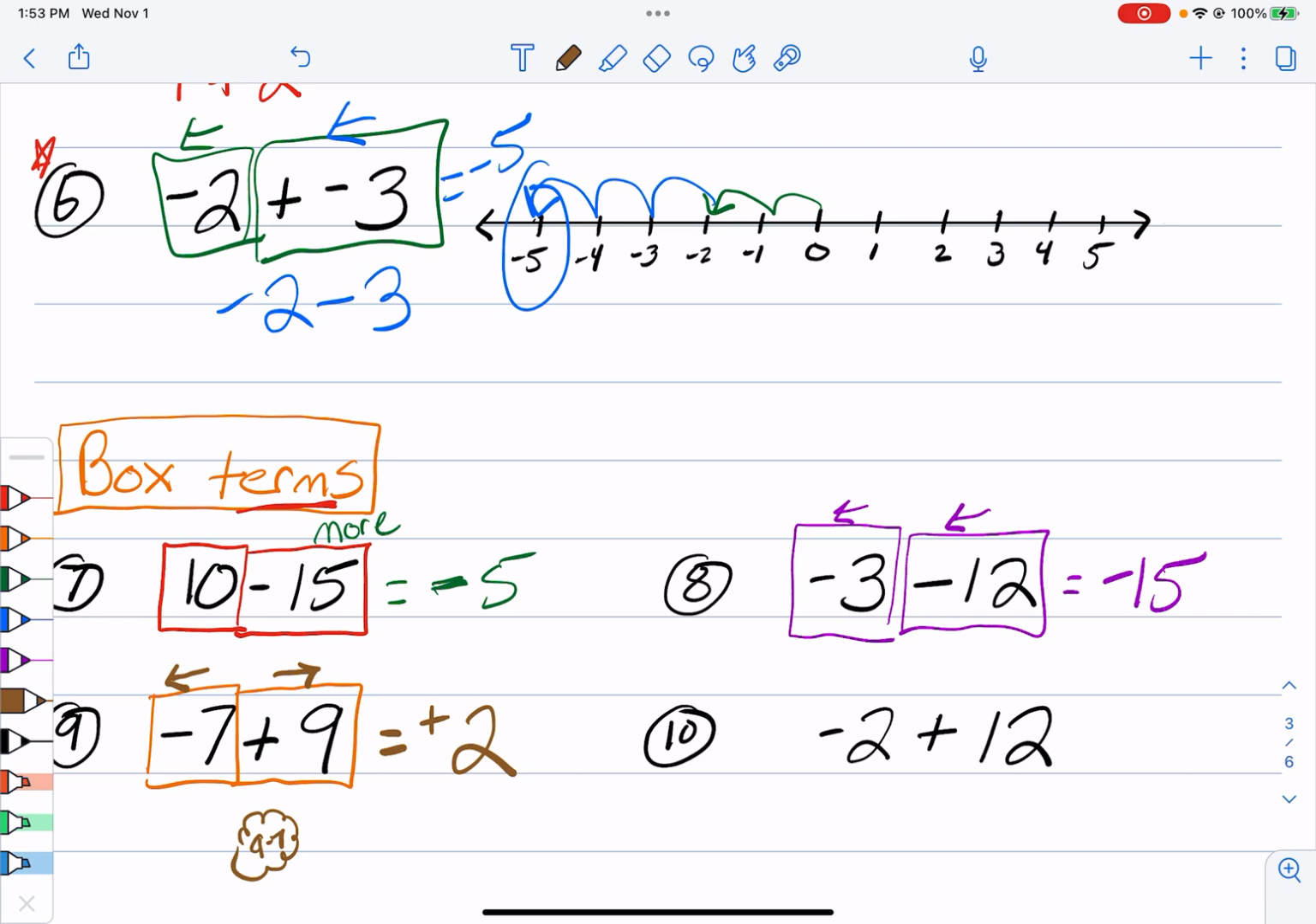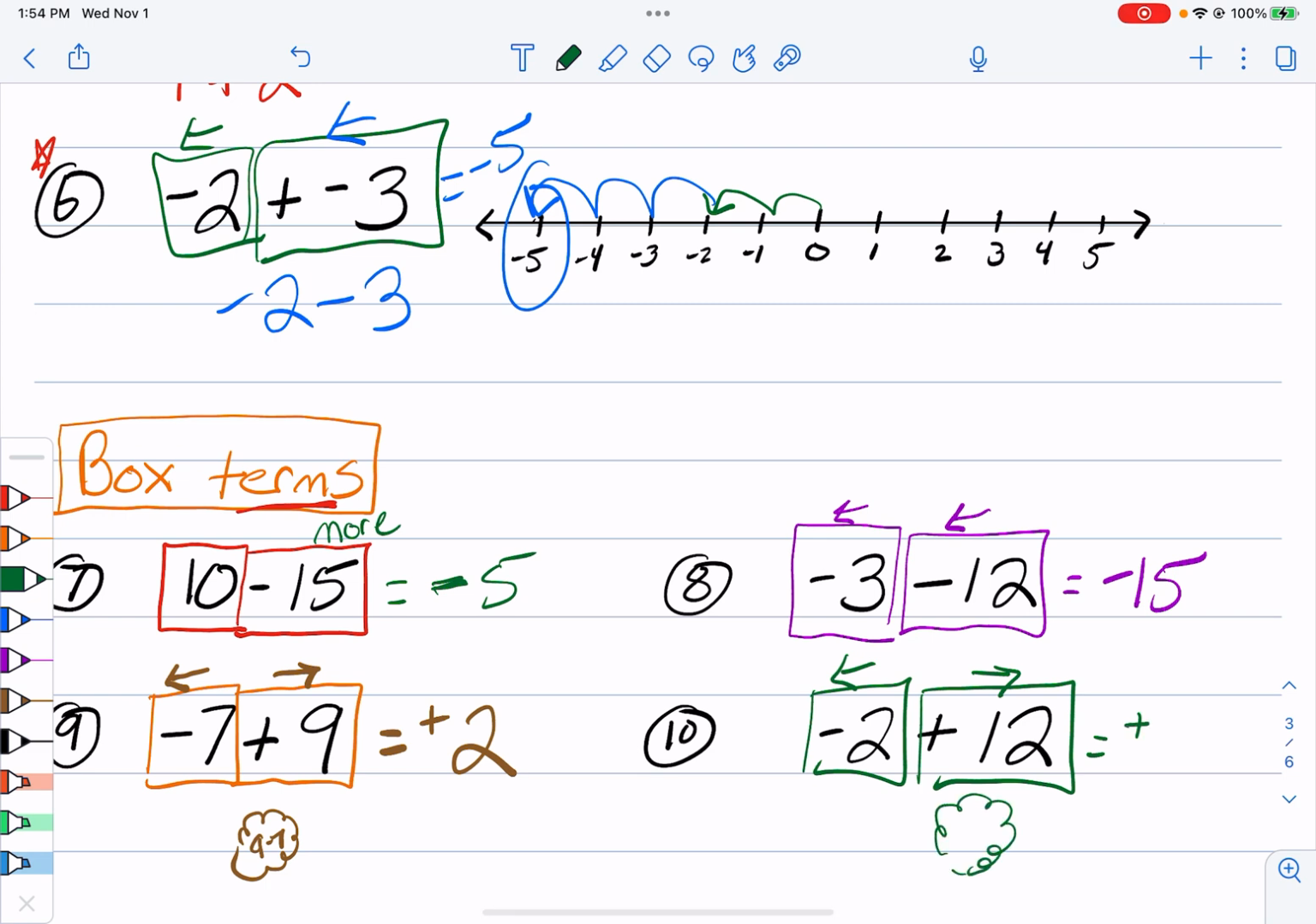For number 10, if we have a -2 and a +12, the -2 is to the left, the +12 would be to the right. So that again is saying I went to the left 2, but I went to the right 12. I went to the right more than I went to the left. So that means I'm going to have a positive answer. Then I need to think to myself, so if I went to the left only 2, but to the right 12, how many more spaces did I go to the right? That's asking myself, what's 12 minus 2? And that is a 10.